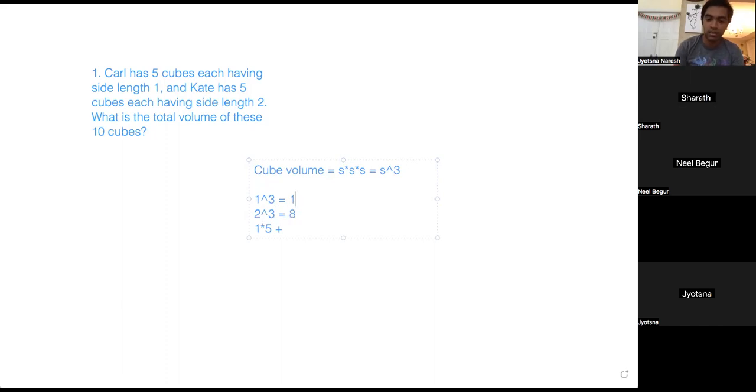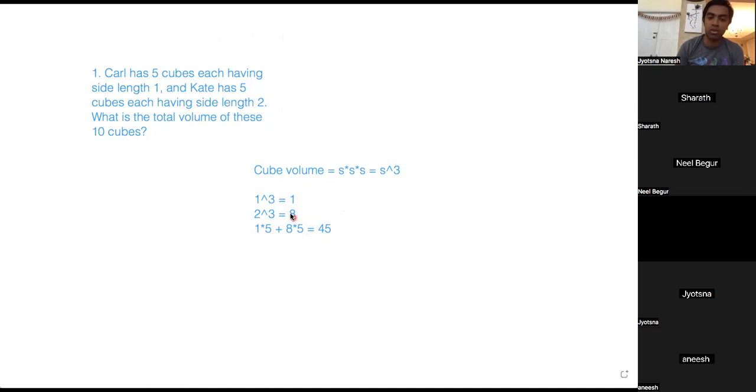Good. So the key thing here is that a cube's volume is the side times the side times the side, which is the side cubed. So a side length 1 cube has volume 1, and a side length 2 cube has volume 8. To find the total volume of the 5 cubes, it's 5 times 1 and 5 times 8. Adding that up, you get 45.